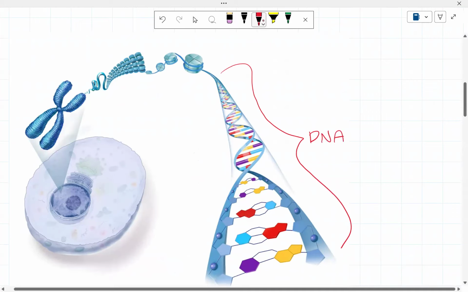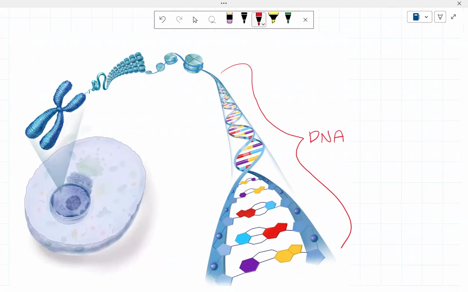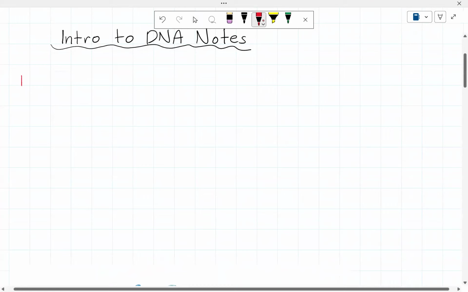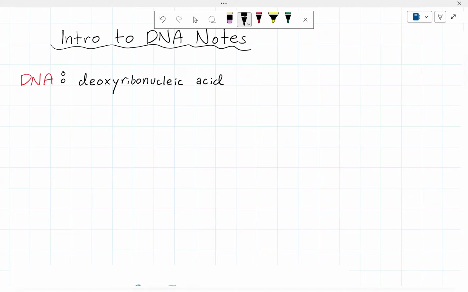Now, you've probably heard this word before, but we are going to redefine it. Up on the top of your notes, we are going to write down this definition. So DNA. Now, the letters D, N, and A stand for deoxyribonucleic acid. This is the official name, but we will reference it as DNA from here on out.